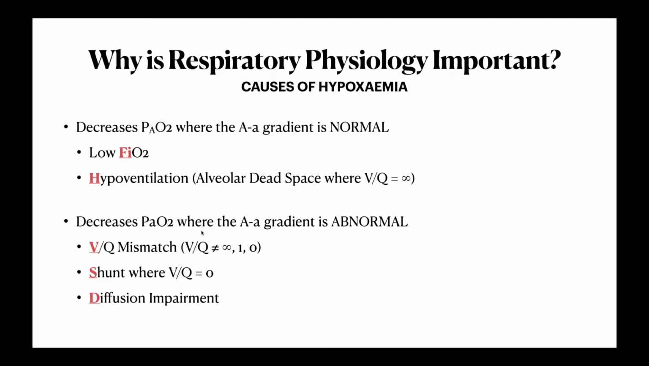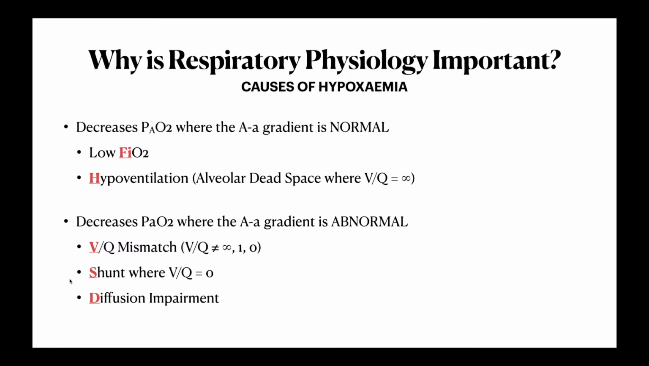What are the causes of hypoxemia? This is how I want you guys to divide it. The causes of hypoxemia can decrease the alveolar oxygen, where the AA gradient is normal. The causes of that are low FiO2 or hypoventilation, which is caused by alveolar dead space, where the VQ ratio is infinity. The other cause of hypoxemia is that it decreases arterial oxygen, where the AA gradient is abnormal. Those causes are VQ mismatch, where the VQ is everything between infinity and 0, but doesn't include infinity, 1, or 0. Shunt is where VQ equals 0. And then lastly, diffusion impairment.